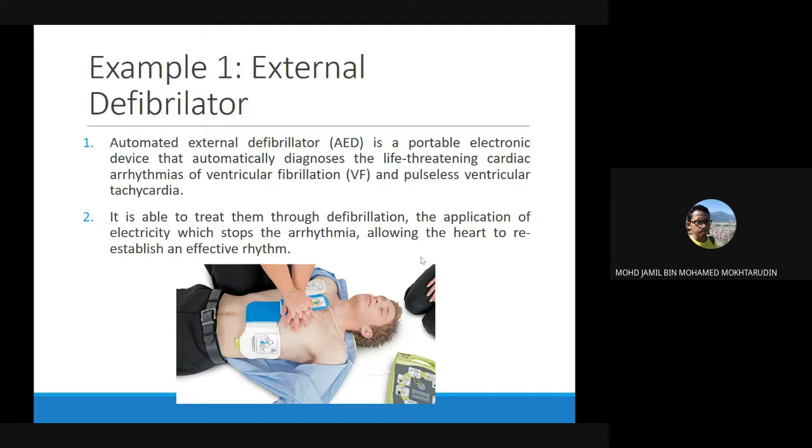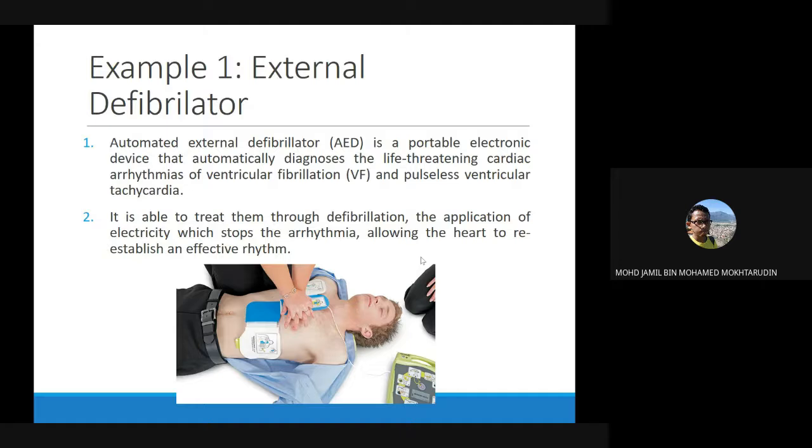Your heart produces electrical current that causes the heart to contract. When your heart doesn't produce enough current, it cannot contract properly. It may still contract, but the pumping ability is not similar to a normal person. Sometimes if you watch TV drama, the patient suddenly shows a sign of the heart stopping.